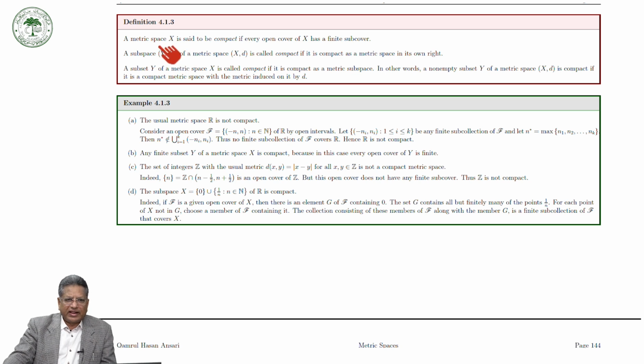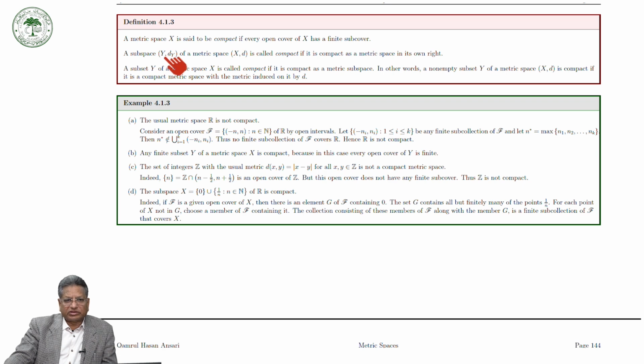In other words, every open cover of open sets in Y has a finite subcover. That is, you see that a compact set means every open cover of X has a finite subcover. So the open sets, open sets in X. So here is the open set.